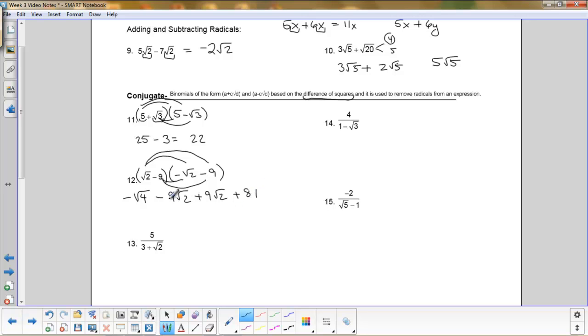Now I look at the middle term and see that it cancels. I'm going to simplify this to become negative 2. Negative 2 plus 81 makes 79, and that's how this works.